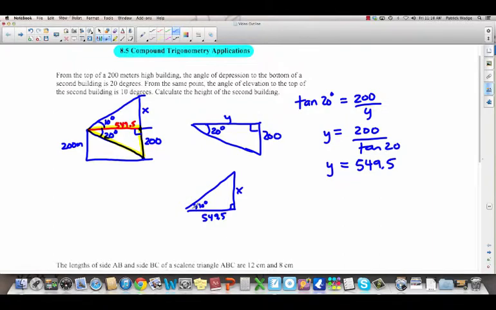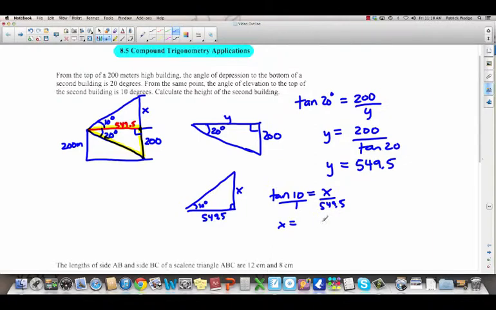Again, we look from this angle, what do we have? Opposite we're interested in, and we know adjacent. It's tan again. So tan 10 equals opposite, which is x, over adjacent, which is 549.5. Oh, variables on the top, that makes it a little bit easier.